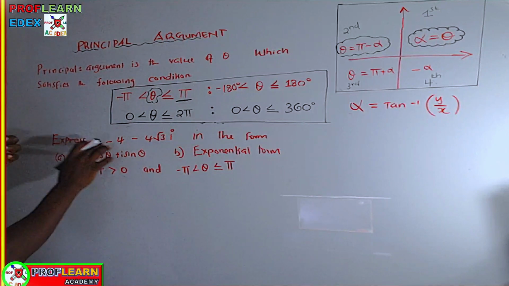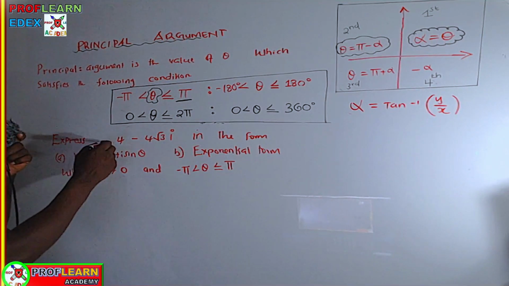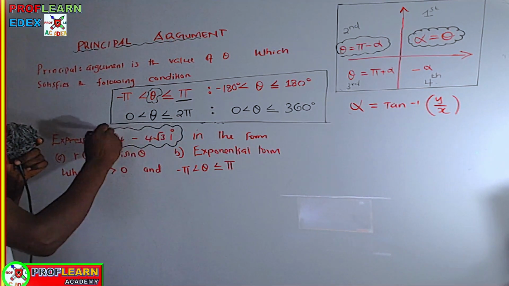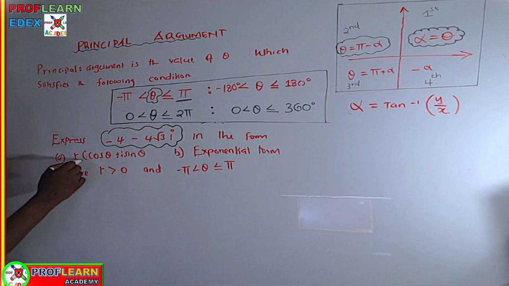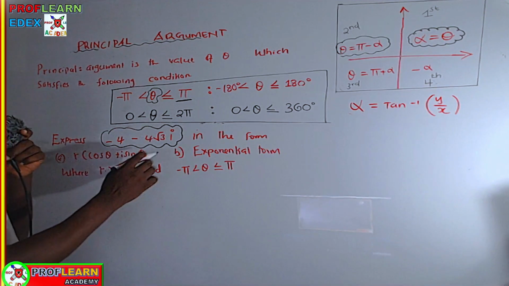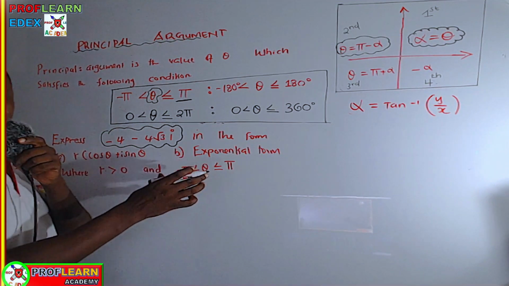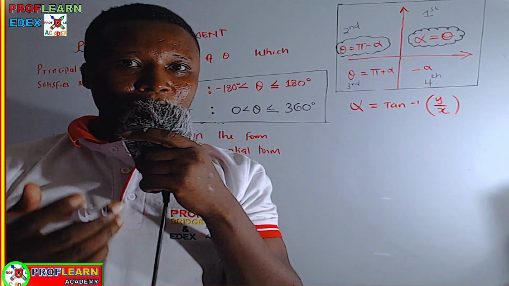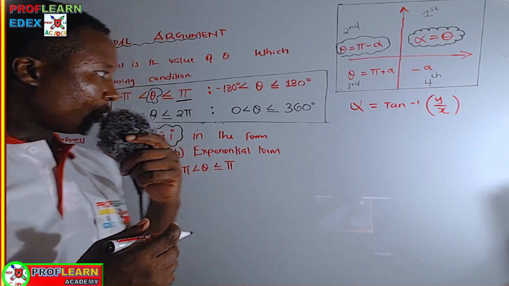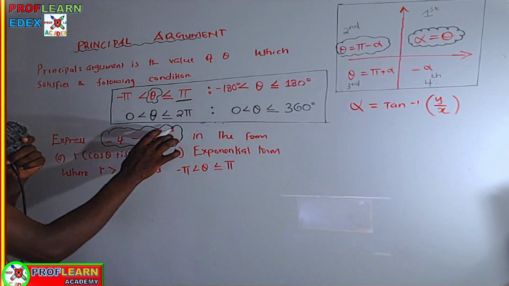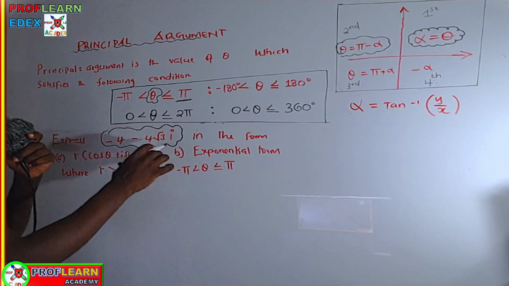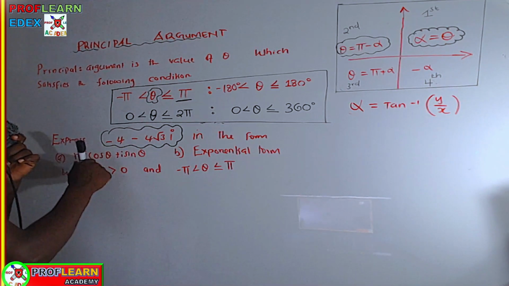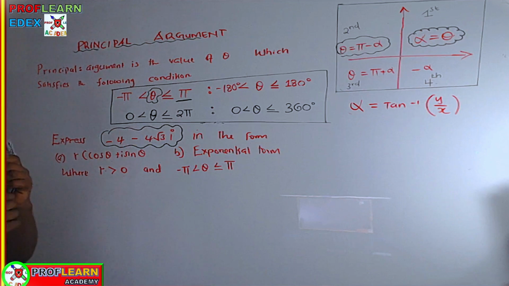In this question, we are told to express -4 minus 4 root 3i in the form r(cos theta plus i sin theta) in part A, and in part B, we're supposed to express it in exponential form. So we are going to look at how to convert this Cartesian form of a complex number to modulus-argument form and exponential form.